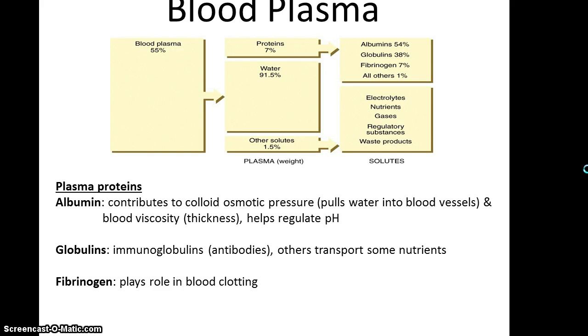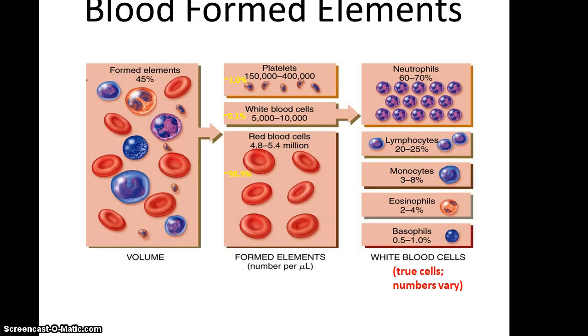You have globulins. The most well-known kind is the immunoglobulins, which are antibodies. And then there are some others, such as hemoglobin, which helps transport nutrients. And then fibrinogen, which is a protein that plays an important role in clotting for blood clots.